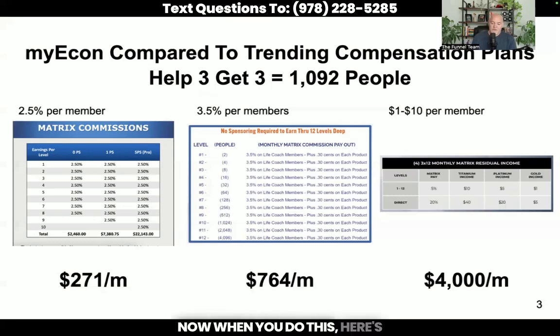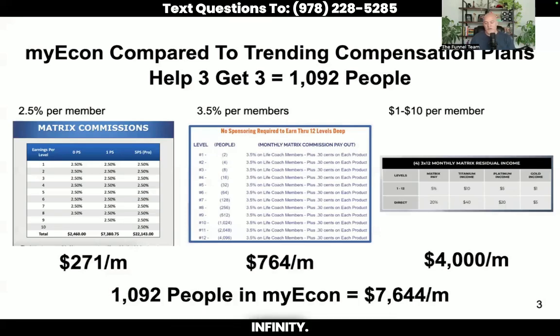Now, here's another trending compensation plan that's out there. They average between $1 and $10 per member per renewal. If you went out to over 1,000 people, that would be about $4,000 a month. Not too bad, but when you compare that to the myEcon compensation plan, if you were at the infinity level, in other words, if you were at 1,000 people on your team, you would be a CEO infinity. As a CEO infinity, the average renewal is somewhere between $11 and $13 per person. You can just do the math. It's pretty simple. Over 1,000 people, you'd be at over $7,600 per month.